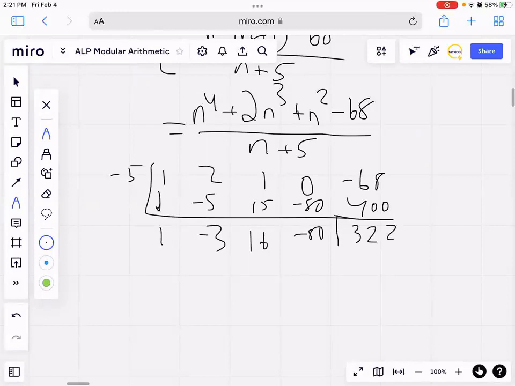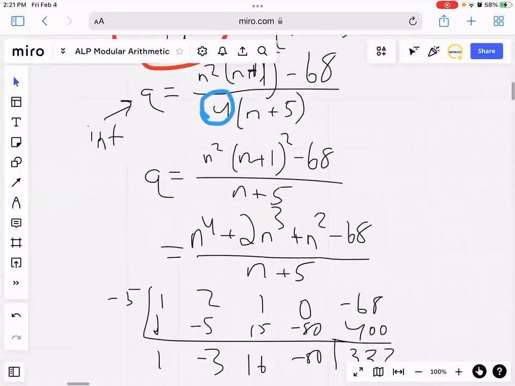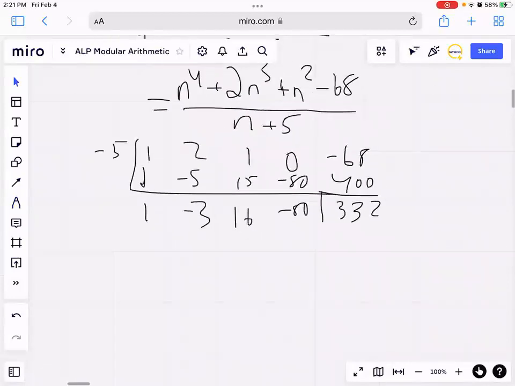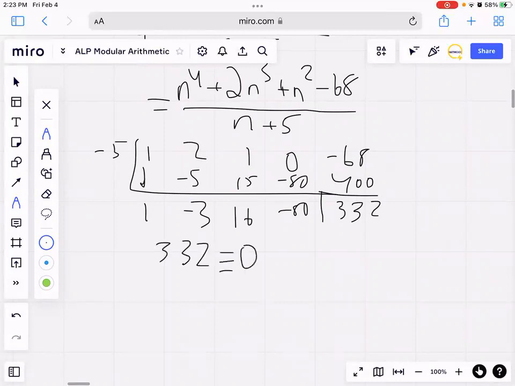So what we now need is 332, sorry, this is not 322, it's 332. I'm going to erase that and rewrite that just so it looks better. 332. Now the only way in which we won't have a remainder here, so that the original q can be an integer, is that n plus 5 needs to be a divisor of 332. So we have that 332 has to be congruent to 0 mod n plus 5.